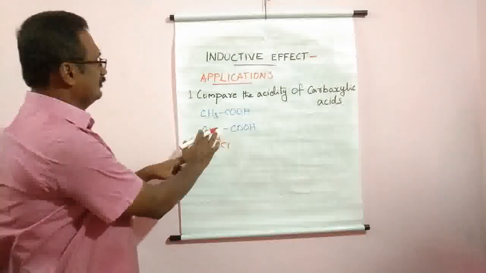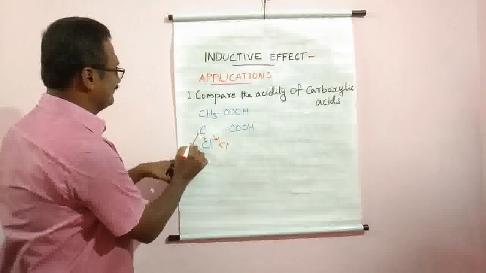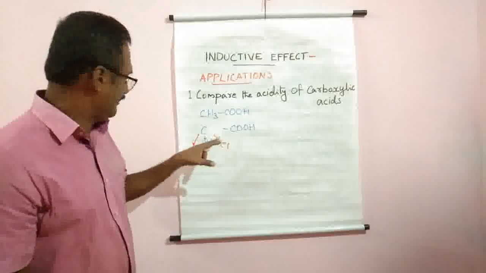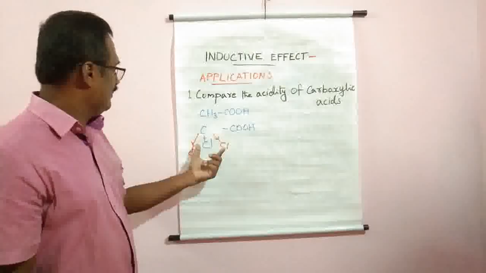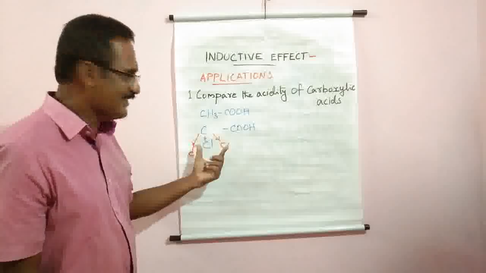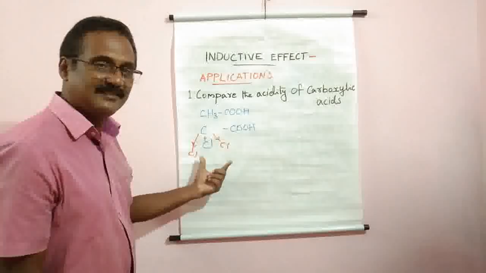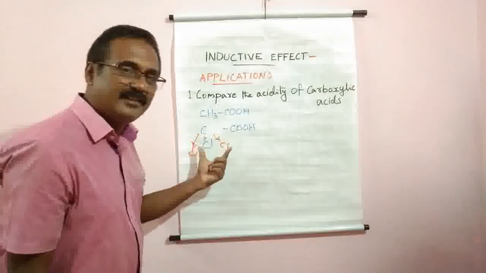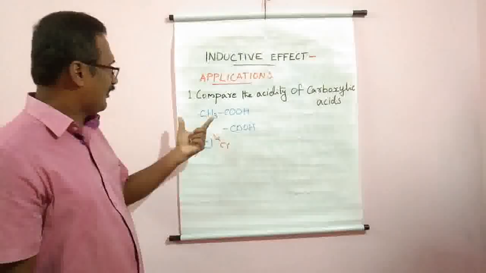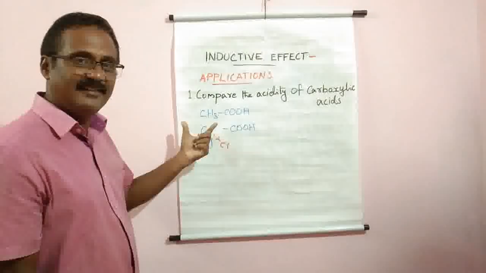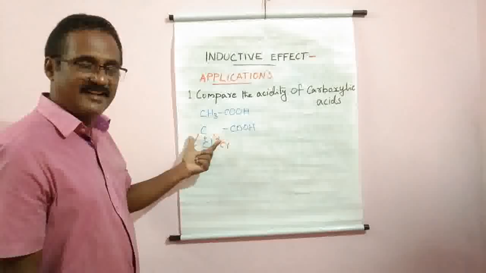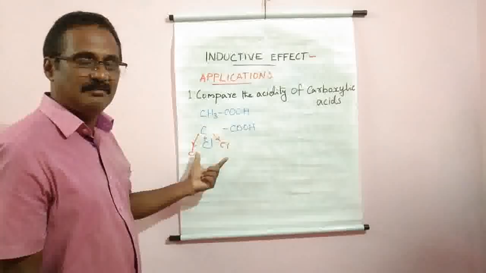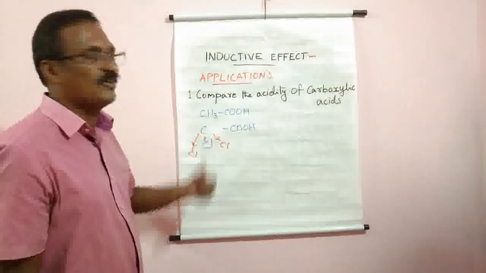Then coming to trichloroacetic acid. In trichloroacetic acid, three chlorine atoms having minus I effects. What happens? Withdraw the electron density. So, it is a much better acid than dichloroacetic acid. Okay? Chloroacetic acid is more acidic than acetic acid. Dichloroacetic acid is more acidic than chloroacetic acid. Trichloroacetic acid is more acidic than dichloroacetic acid.